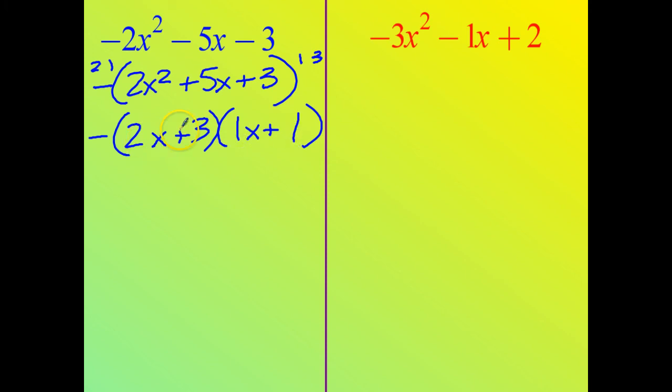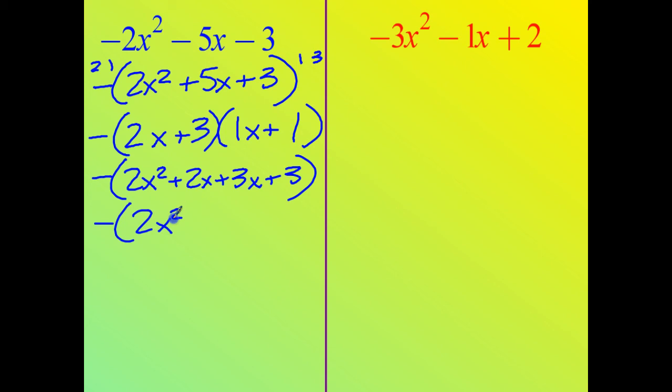Okay, and then let's check it. 2x squared. I get 2 times 1 is 2. 3 times 1 is 3. 2 plus 3 is 5. It'll work. Okay, here, I'll multiply it out. So I get 2x squared plus 2x plus 3x plus 3, negative. So I get 2x squared plus 5x plus 3. Redistribute the negative. Negative 2x squared minus 5x minus 3 works.